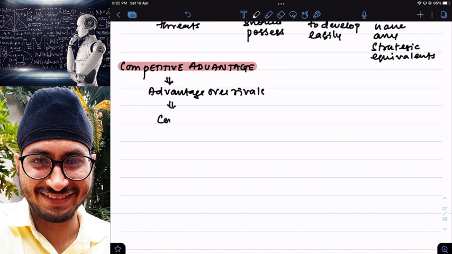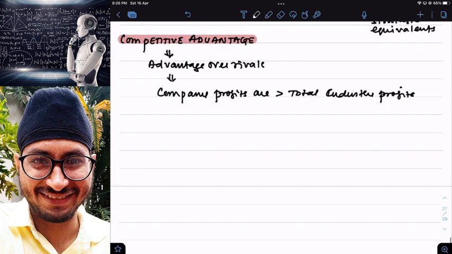Example: the company's profits are greater than total industry profits. That is an example of competitive advantage. I have an advantage not only over your company, but over the market. My company's profits are more than the average profits of the total industry. That is an example of competitive advantage.